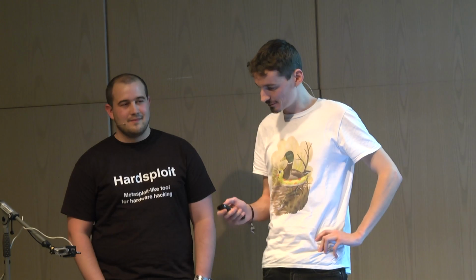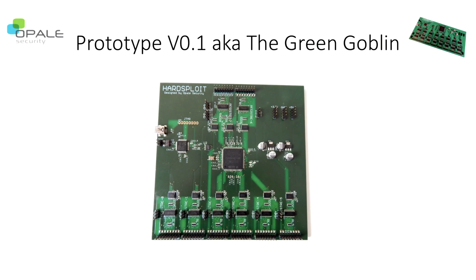So, okay, the reflow done, and this is the V0.1 Hardsploit prototype. Okay, don't leave the room now, it's only a prototype. We called it the Green Goblin. So huge baby, as you can see. We have the 64 GPIOs at the bottom, the FPGA in the center.